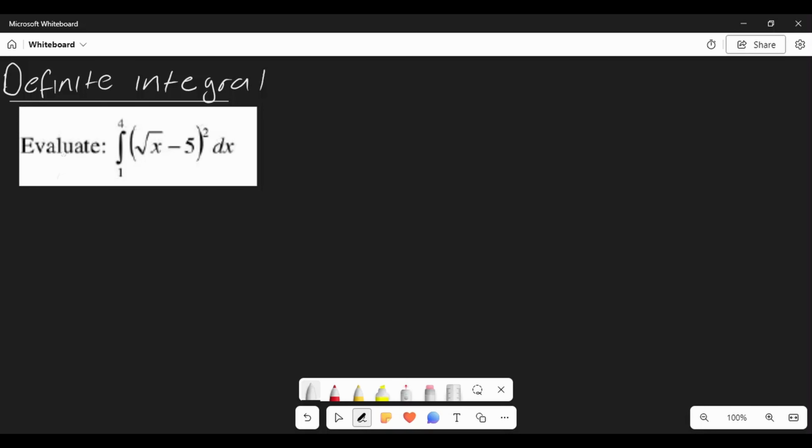Today in this video we'll be doing this following definite integral. As you can see, this is one of the longest integrals here, but you can pause this video and see if your answer is going to be the same as the one that I'm going to get at the end of this video.